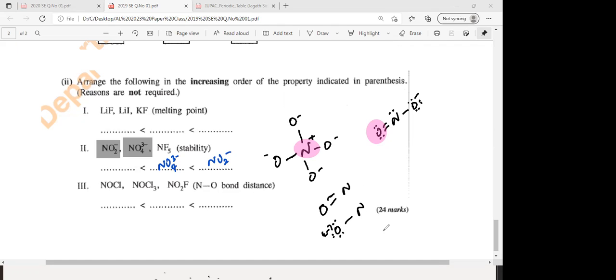Then the other one, if nitrogen has a dative bond, like this, so if you want to get plus and minus like that. Therefore the most stable arrangement will be what? Here in NO2 minus, at least one oxygen is linked with a double bond. But in this one, none of the oxygen is linked to the central atom with a double bond. All these carry minus, minus, minus. Plus nitrogen, there will be a plus charge.